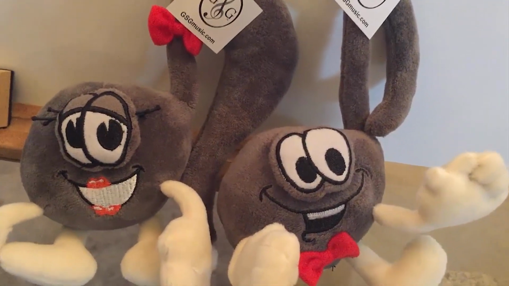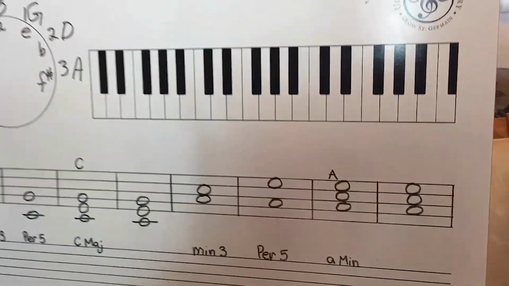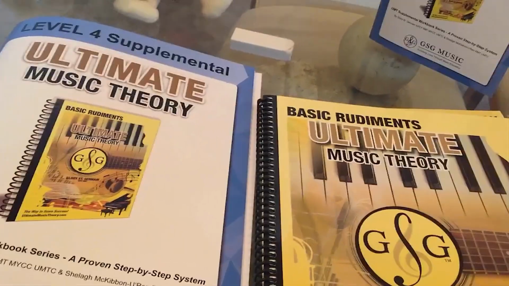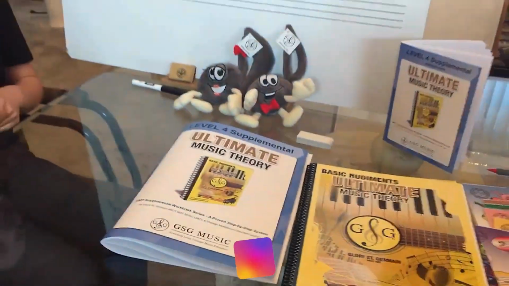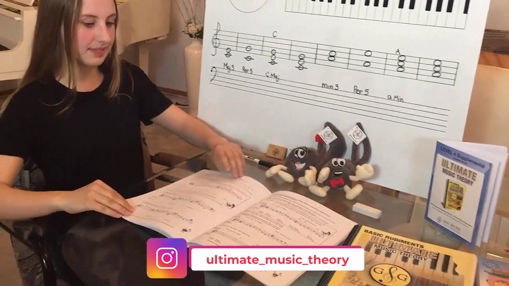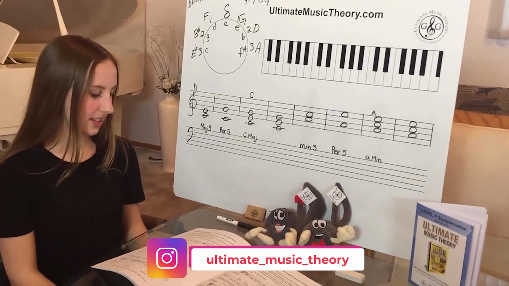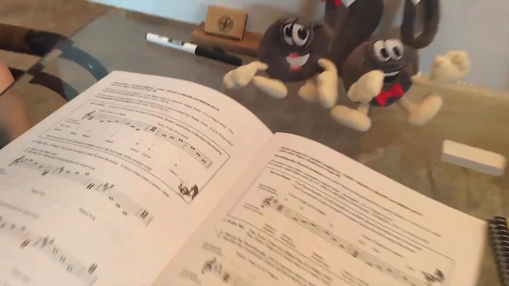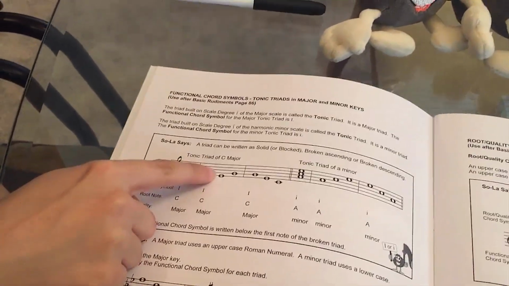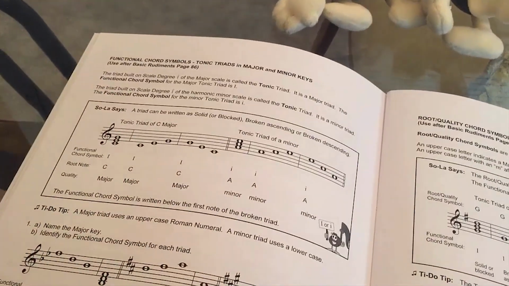So now we've done your major and minor triads, and now we're going to open up your supplemental workbook. So now we're in Level 4, yay! Let's continue. We've just finished page 86, so now we're going to do the corresponding page. What are we learning about today? What does SOLA say? SOLA says a triad can be written as solid or blocked, broken ascending or broken descending. So we can go up or we can go down, right?